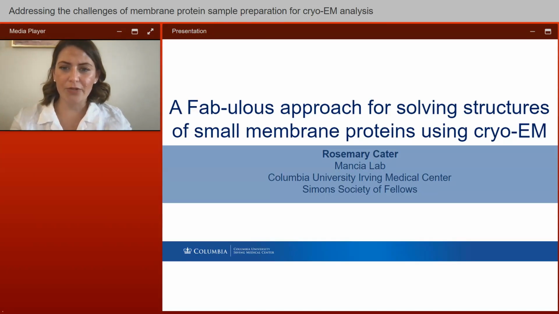Okay, so today I'm going to be talking to you about an approach that myself and a number of other people in the Mancha lab at Columbia University have been using to solve the cryo-EM structures of small membrane proteins using cryo-EM.